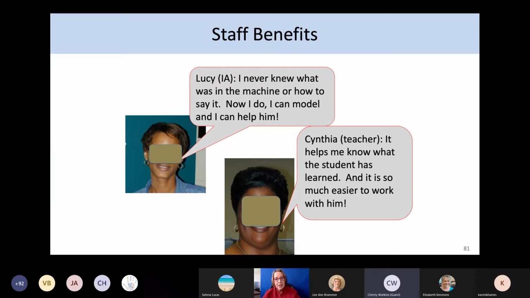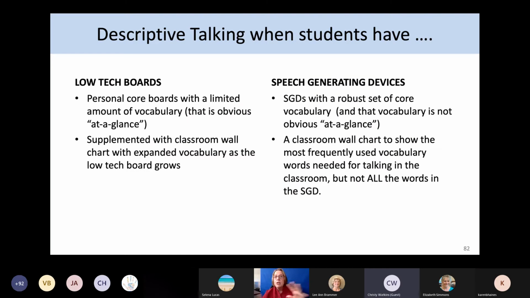And Cynthia, I think Cynthia's comment was the richest one. She confessed, before, I really didn't know what Joshua was learning because we were doing regurgitation education. And now she knows what he knows. Work with him. So I think there are some major staff benefits.